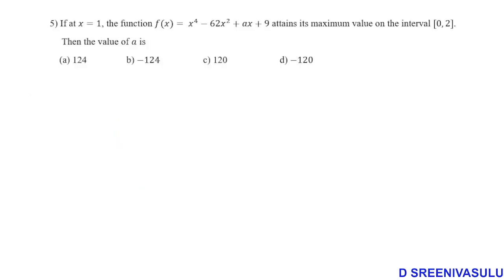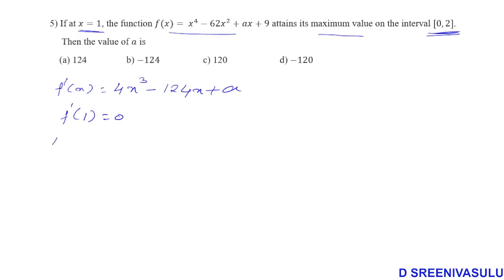Question number 5. At x is equal to 1, the function attains maximum value in the closed interval. In the closed interval means absolute maximum, absolute minimum. We know that x is equal to 1 is maximum, means f dash 1 is equal to 0. What is f dash x? f dash x is equal to 4x cube minus 12, because f of x is given, 4x cube minus 6 into 2 into 4, 12 into 4x plus a. x is equal to 1 attains maximum value. Therefore, f dash 1 is equal to 0.